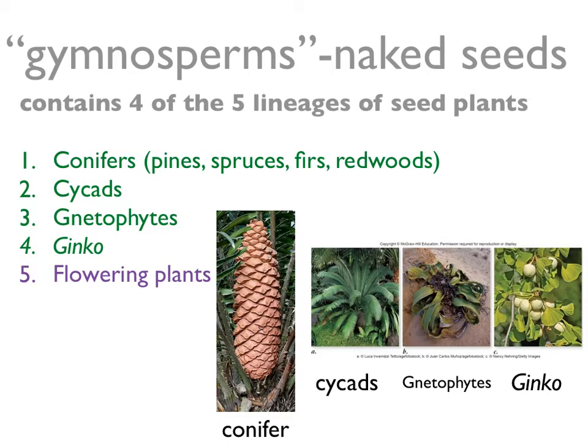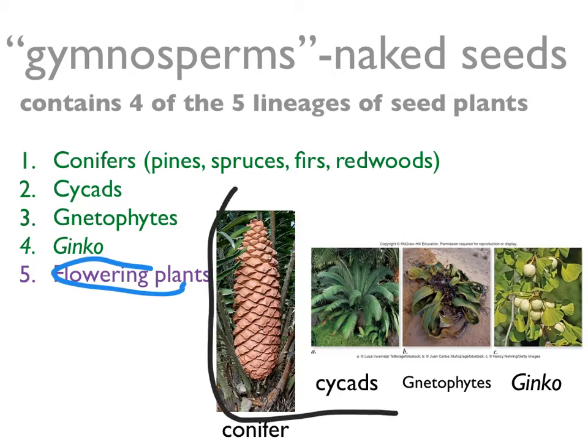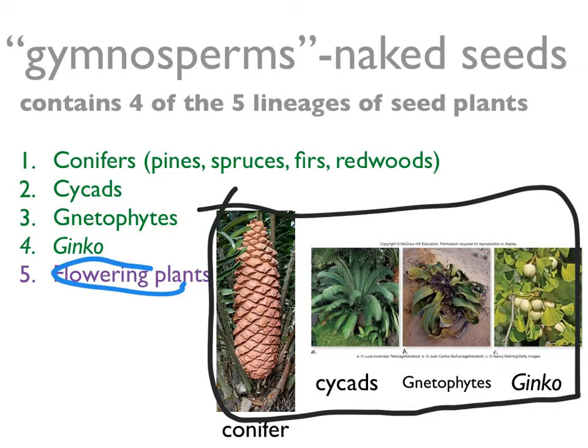Gymnosperms contain four of the five lineages of seed plants. They have naked seeds. Conifers, pines, spruces, firs, redwoods, then cycads, gnetophytes, and ginkgo, and then the flowering plants are the angiosperms. So these are all different gymnosperms.